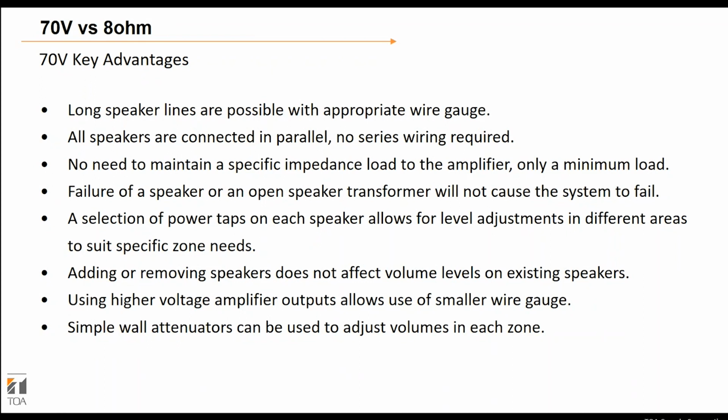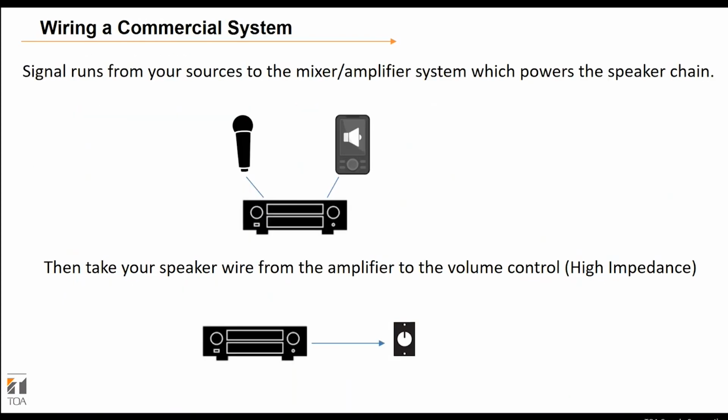Simple wall attenuators can be used to adjust volumes in each zone as well. That's a very handy thing. Again, in low impedance, you tend not to see an inline volume control because you are getting your power directly from the amplifier with no transformers in there, and therefore you're not running a constant voltage, so it makes it very hard to do an inline volume control with low impedance, whereas on 70 volt or high impedance, it's very, very simple to do that to adjust volumes in each zone.